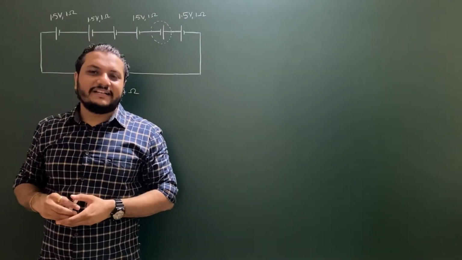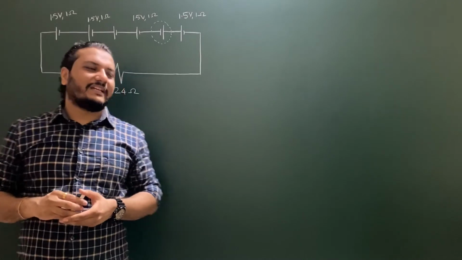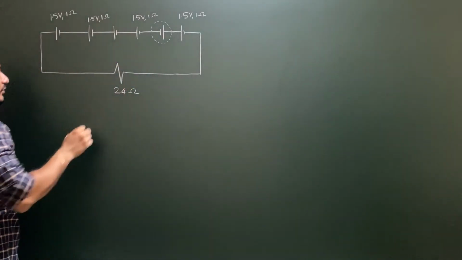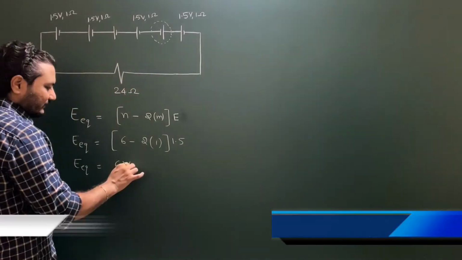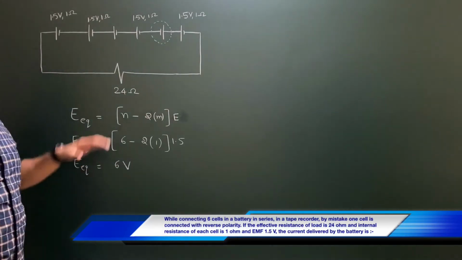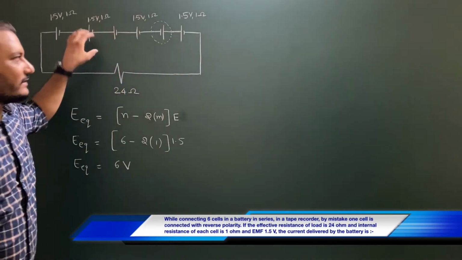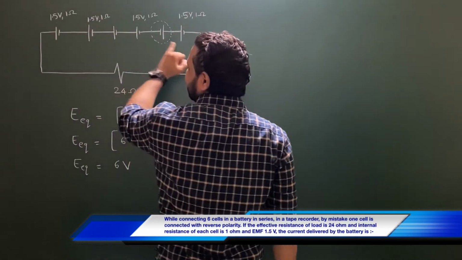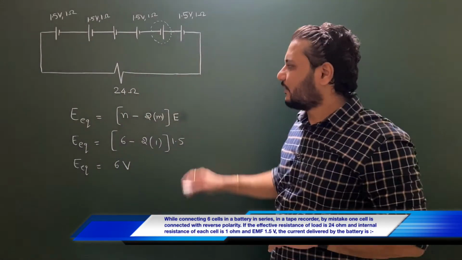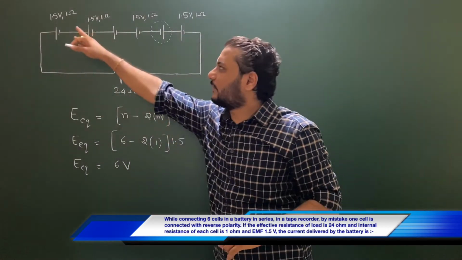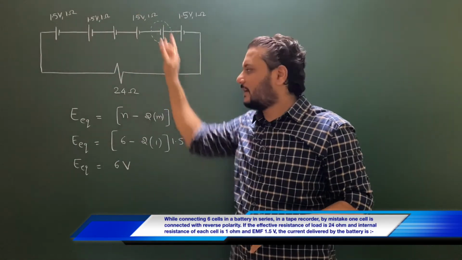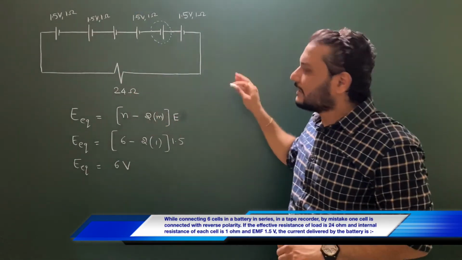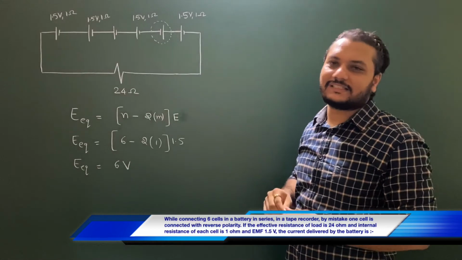Based on the idea discussed in the previous slide, we can write the equivalent EMF of this circuit as 6 volt. Now if you calculate the equivalent resistance of this branch, you will find all the 6 resistances are connected in series with this 24 ohm. So 1 plus 1 plus 1, total 6 times, plus 24, you will get 30 ohm. So the total resistance of the circuit is 30 ohm.